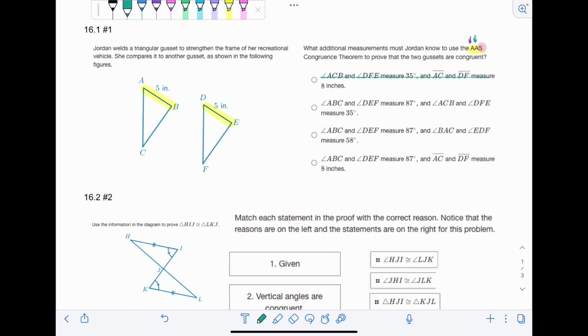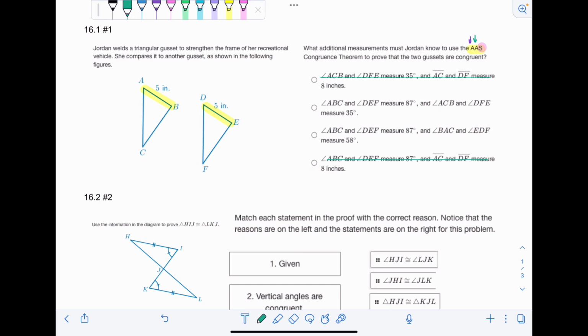And then same thing with the last option. So down here it gives us the two angle measurements of 87 degrees. And then it gives us that those segments are both 8 inches as well. Again, we don't need any more sides of these triangles because we're trying to use the angle side. So I already have one side. I need to find the two angles now.